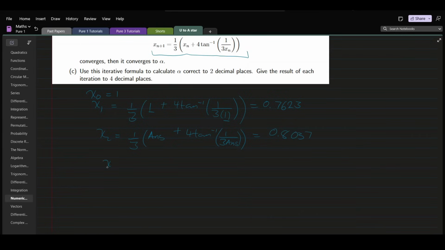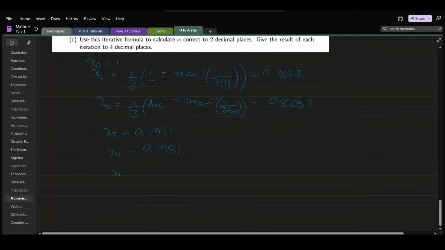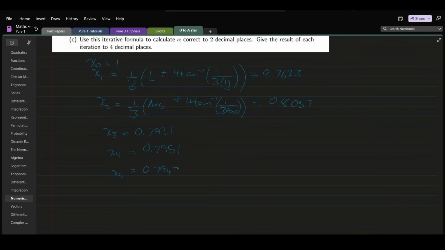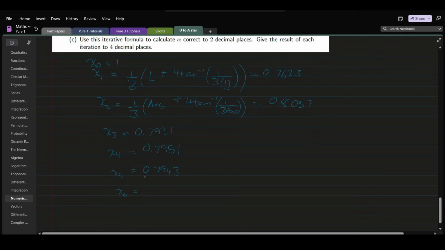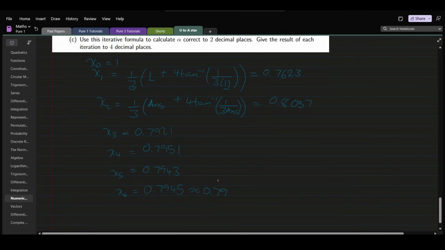You get 0.8037, and x3 is equal to, don't change anything on your calculator, simply press equals, and you get 0.7921, and then x4, press equals, 0.7951, and then we'll go on to x5. x5, press equals, you get 0.7943, and then x6, press equals, you get 0.7945. And now we have reached our root alpha, so that's 0.79, correct to 2 decimal places.